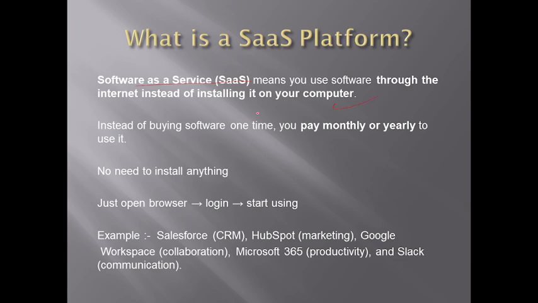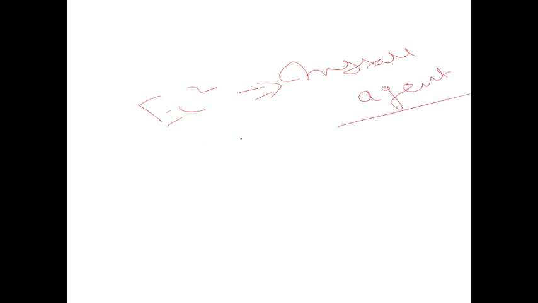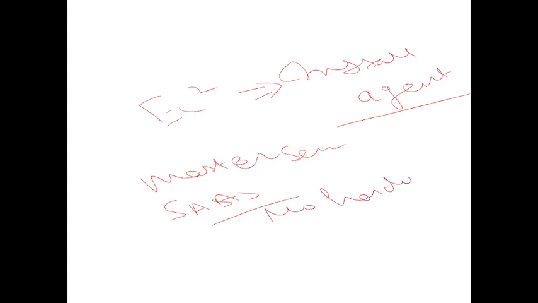If you recall previously, you need a server. Let's jump to this one, maybe I can give a clearer picture. You need an EC2 machine where you need to install the Commvault agent, correct? You can say that master server. But in SaaS, you don't need to install anything. No hardware is required for you.